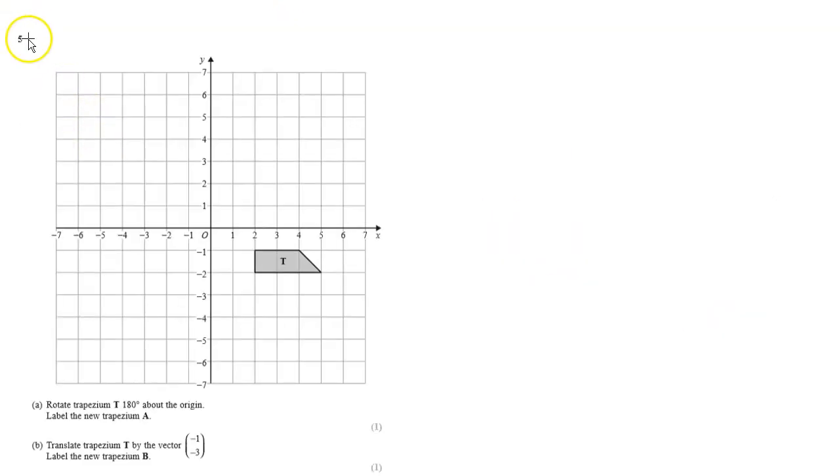Question number 5. Rotate trapezium T 180 degrees about the origin. Label the new trapezium A. This is trapezium T. Now rotate 180 degrees: (a, b) will become (-a, -b).